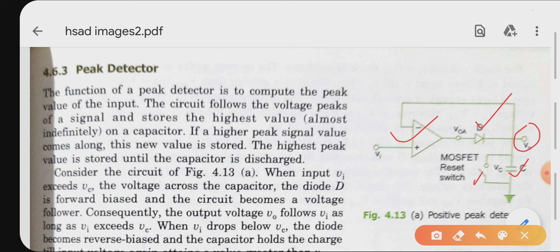Okay, so when the input signal is greater than Vc, meaning the capacitor voltage, the diode is forward biased. As the diode is forward biased, the circuit becomes a voltage follower.